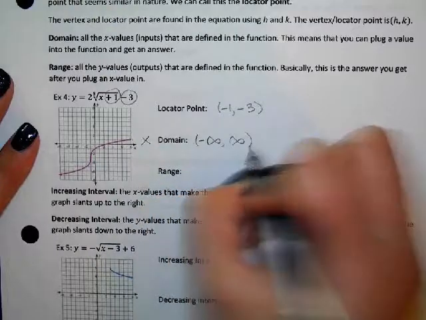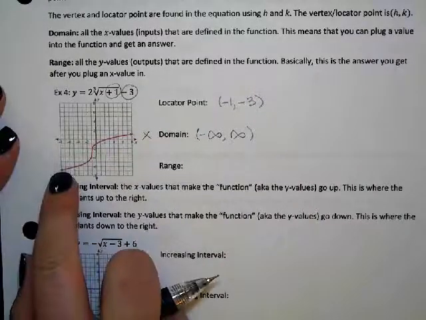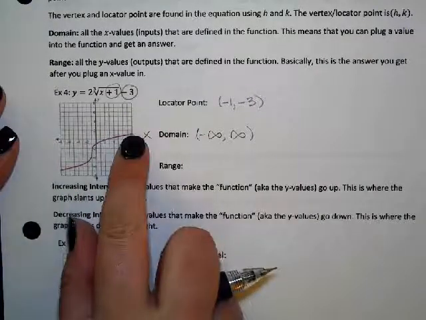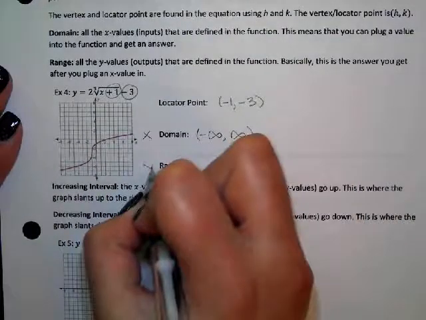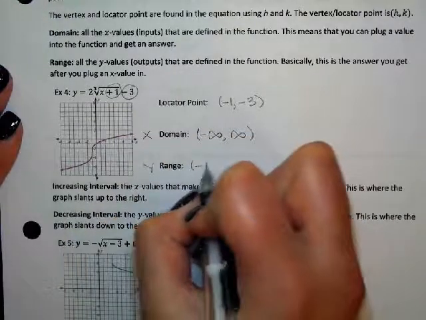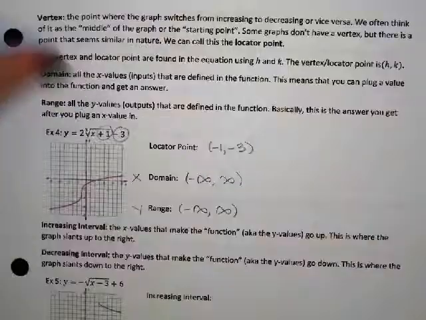For this one, the same thing is going to happen for the range. This graph goes down forever and up forever. So those arrows, not only do they go left and right, but they also go down and up, which tells us that the range and the domain happen to be the same on these graphs. So those particular graphs for domain and range are kind of boring.